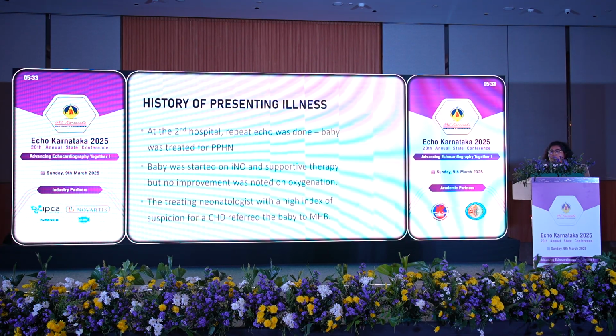So at the second hospital, a repeat echo was done, and the baby was continued to be treated on lines of PPHN. The baby was started on inhaled nitric oxide, and supportive therapies in the form of inotropic support, IV fluids and antibiotics were started, but no improvement was noted in oxygenation. And the treating neonatologist, with a high index of suspicion for a congenital heart disease being the cause for such high pulmonary pressures, referred the baby to MHB.